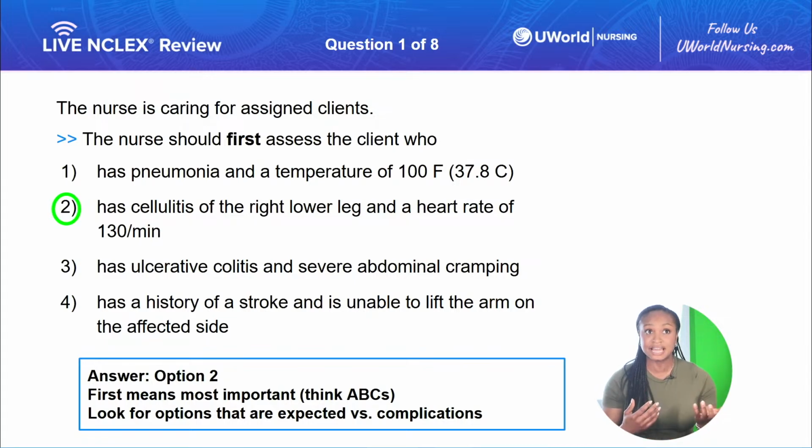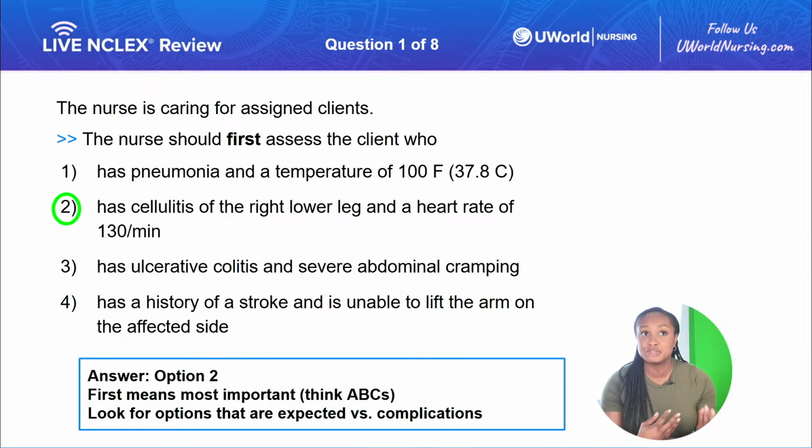So with cellulitis, which is an active infection, and then a heart rate of 130, this is gearing towards sepsis because we have 2 active identifiers of sepsis that can easily turn into septic shock. So this is the priority and someone that we would want to assess first so we can prevent them from spiraling into septic shock. So right now the active infection and the 130 beats per minute is showing as sepsis, which is our priority at the moment.